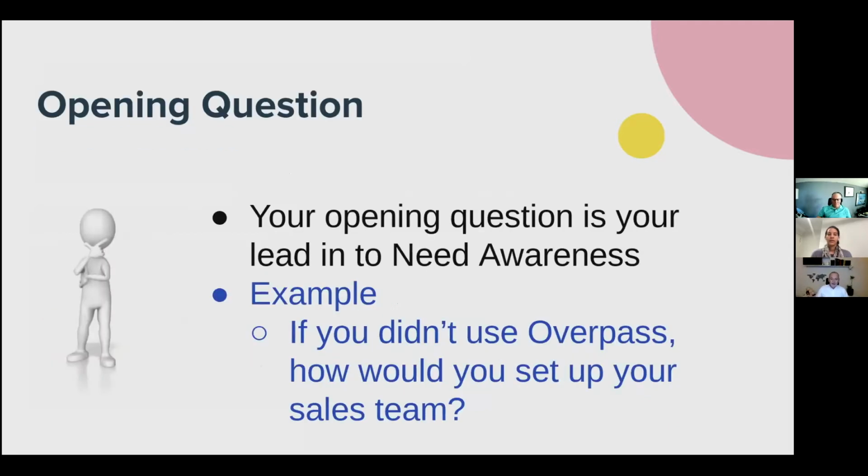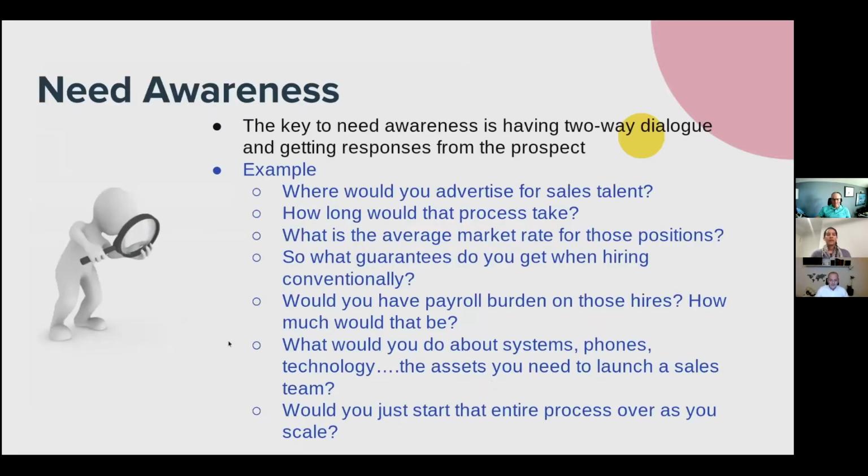So your opening question in this particular instance, if we were talking to an Overpass prospect, somebody that hasn't hired yet, that's just come onto the platform, is, hey, if you didn't use Overpass, how would you set up your sales team today? Now, the customer's going to unpack what their plan B was, right? They could have been, I'm going to go to a third-party call center, or I'm just going to hire direct. Let's say for the sake of this example is they're just going to go through their conventional hiring process. So that would lead us to this series of questions.